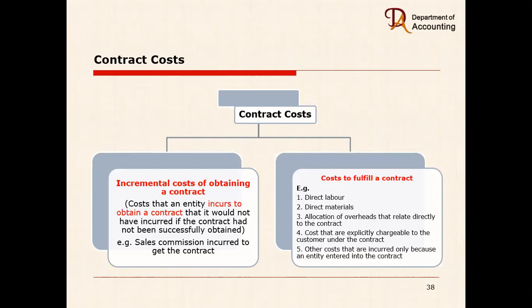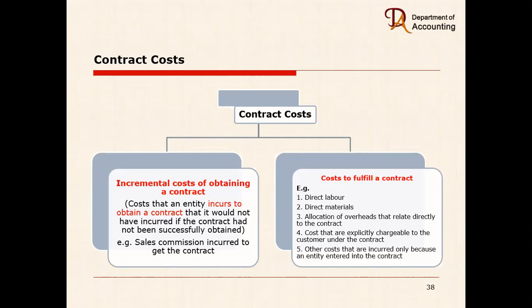Starting from incremental cost of obtaining a contract. It says that the cost that an entity incurs to obtain a contract that it would not have incurred if the contract had not been successfully obtained, right? You have been exposed to the incremental cost when discussing impairment testing, where you get the fair value less cost to sell; the cost to sell means incremental cost. Also in the fair value standard discussion, you discuss transaction cost. The transaction cost is also a kind of incremental cost, right?